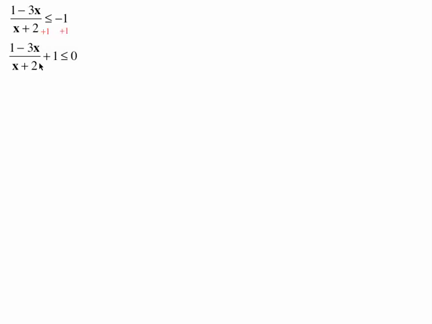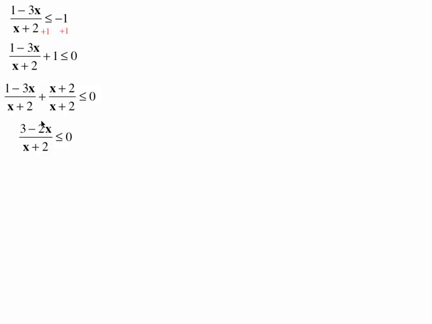Now I want to get this as one rational expression with one denominator. So I need to get a common denominator here. I'm going to write the 1 as (x plus 2) over itself. Now I can put these two together. So I have x plus 2 on the bottom, and then I add the 1 and the 2 and get 3, and add the 3x and the x and get negative 2x. So I've added the tops and kept the bottoms. Now we have a nice rational expression which is less than or equal to 0.